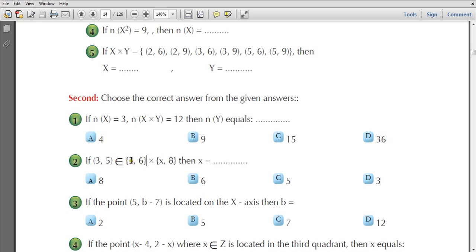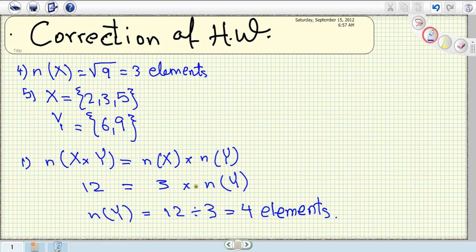So now the first ordered pair that we said is (3, x). What's the value of x? Remember here that the ordered pair (3, 5) belongs to this Cartesian product. And we said that the first ordered pair is (3, x). So the value of x actually will be 5. So I'm going to write here, number 2, x equals 5.